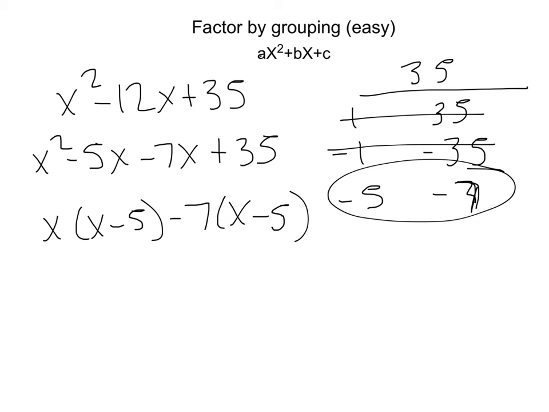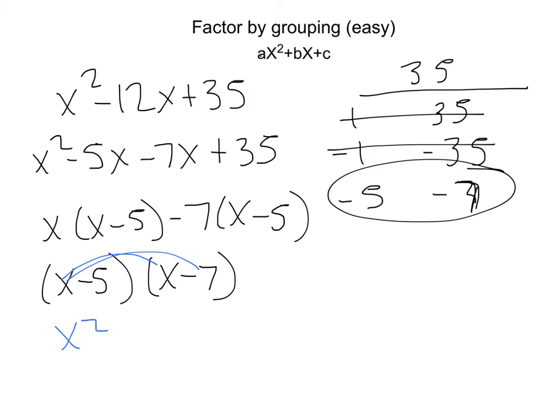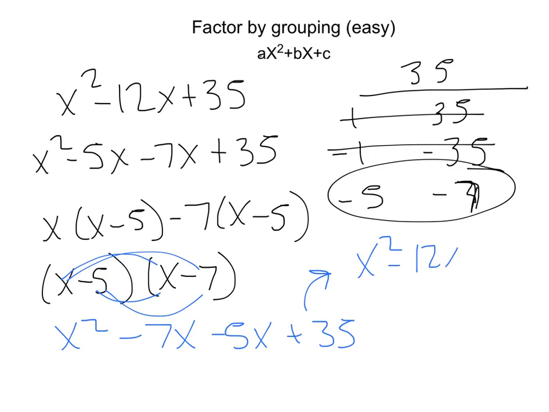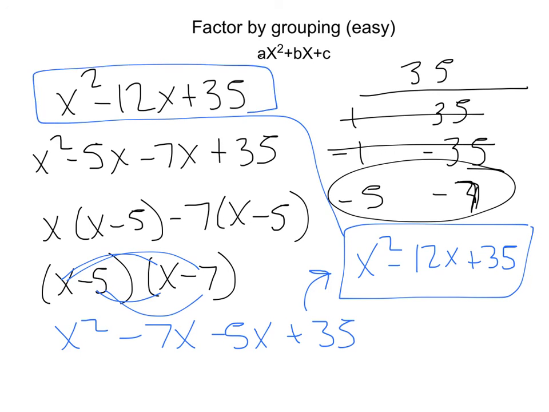So -7x times -5, -7x times x is -7x squared. -7 times -5 is a positive 35. So now we can pull out what we have. So we're going to pull our x minus 5 out. That leaves us with an x minus 7. We fold these back together: x squared minus 7x minus 5x plus 35, which of course is going to add to be x squared minus 12x plus 35. So those two match up, and so that works.